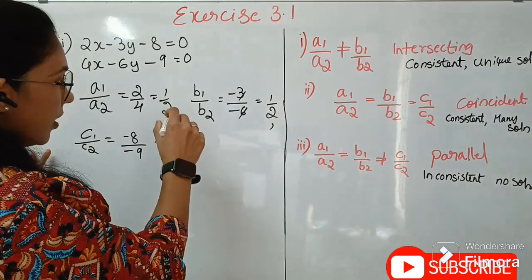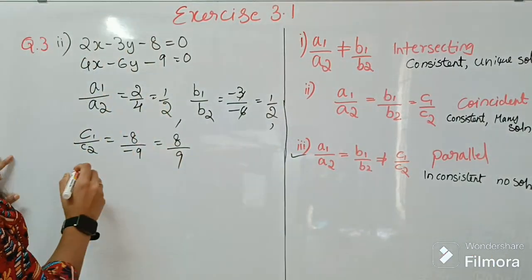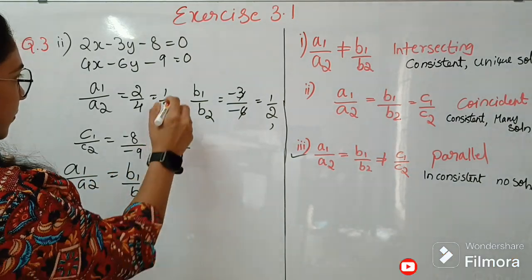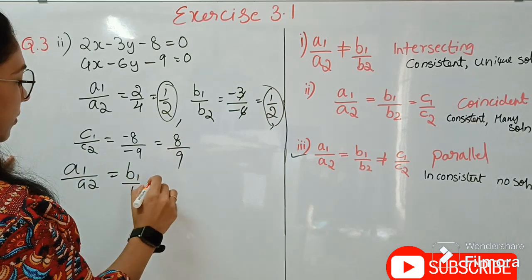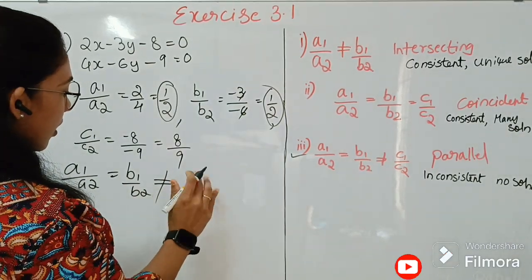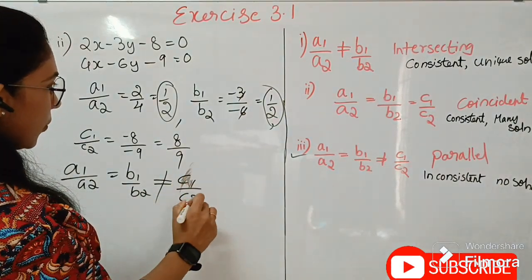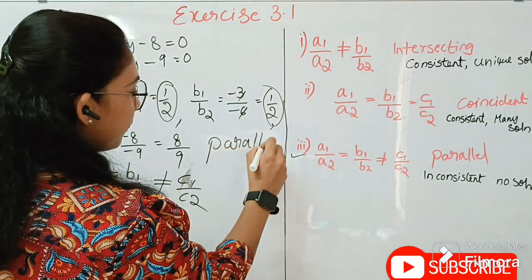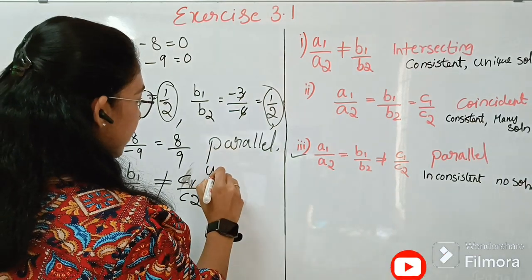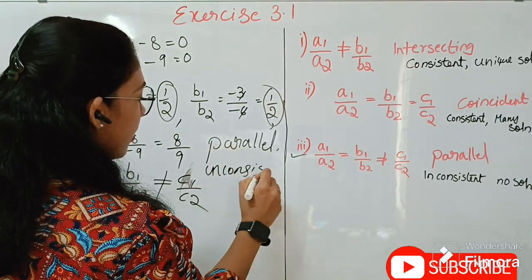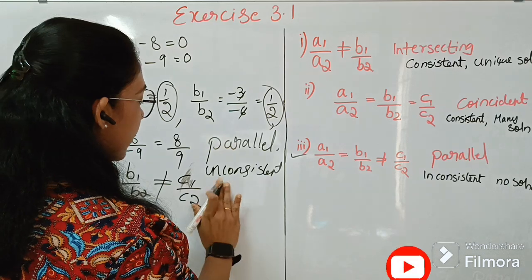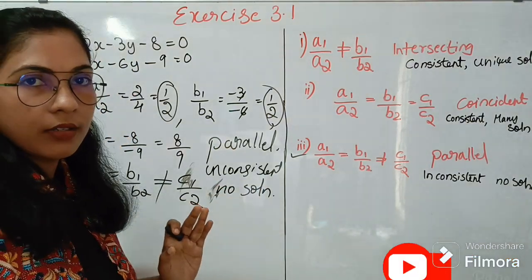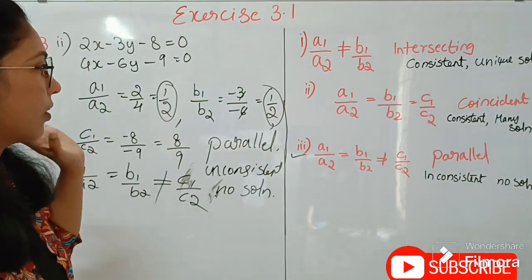And finally c1 by c2 is equal to minus 8 divided by minus 9, which is equal to 8 by 9. Okay, so this equation satisfies relation number 3, that is a1 by a2 is equal to b1 by b2 but not equal to c1 by c2. Hence we can conclude that this is a parallel line and this is inconsistent, and also there is no solution in this case. So this is question number 2.